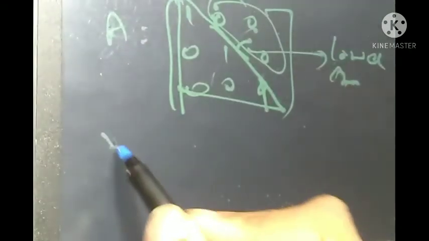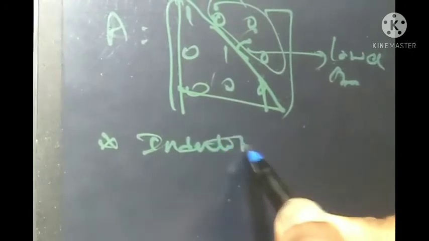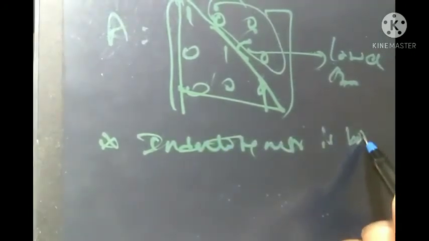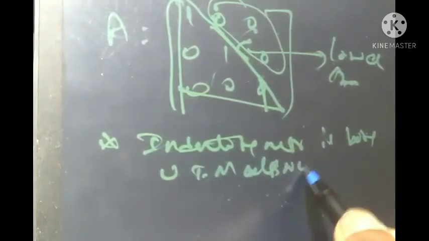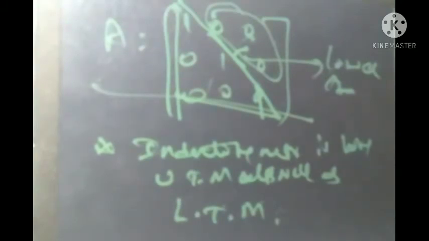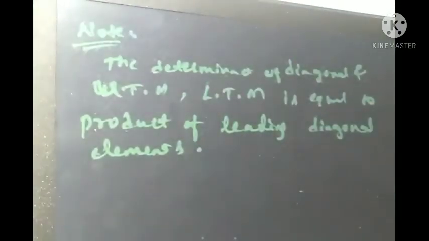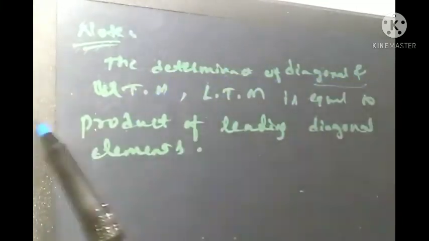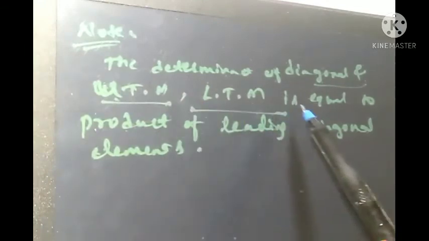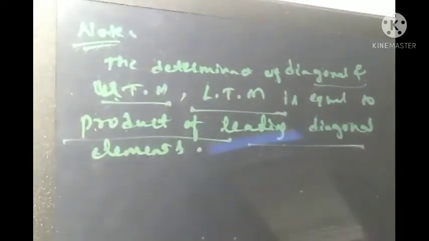That means the identity matrix is both an upper triangular matrix as well as a lower triangular matrix. The identity matrix is an example for both. Okay, this is the important note for diagonal matrices. The determinant of a diagonal, upper triangular and lower triangular matrix is equal to the product of the leading diagonal elements.